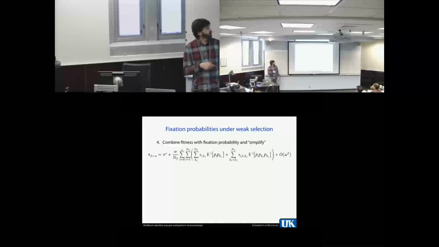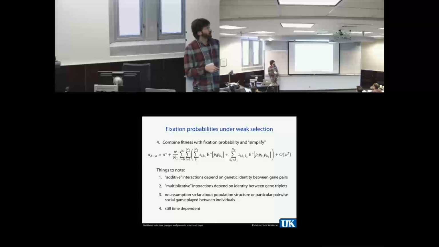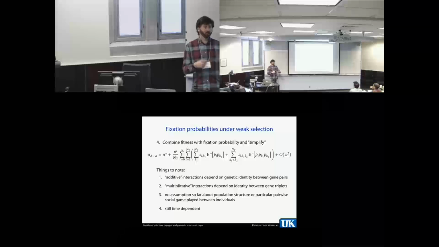So then we combine that fitness with the fixation probability and do some work and simplify. What's important here is that there's a neutral component, and then the effect of selection to first order is basically these weighted sums of selection coefficients times what are basically probabilities that individuals are identical genetically. So this is the chance that individual I and individual K1 both have the allele. Maybe if it's the allele for cooperation, then it's that allele or some other allele.